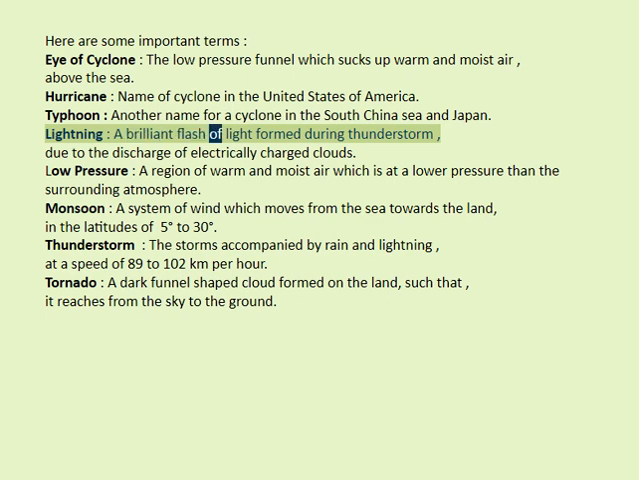Lightning: a brilliant flash of light formed during thunderstorm, due to the discharge of electrically charged clouds. Low pressure: a region of warm and moist air which is at a lower pressure than the surrounding atmosphere. Monsoon: a system of wind which moves from the sea towards the land, in the latitudes of 5 degrees to 30 degrees. Thunderstorm: storms accompanied by rain and lightning, at a speed of 89 to 102 kilometers per hour. Tornado: a dark funnel-shaped cloud formed on the land, such that it reaches from the sky to the ground.